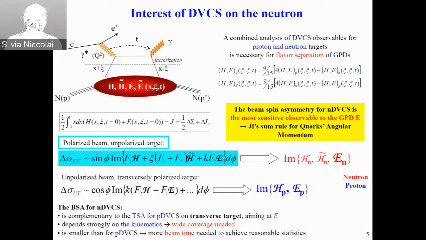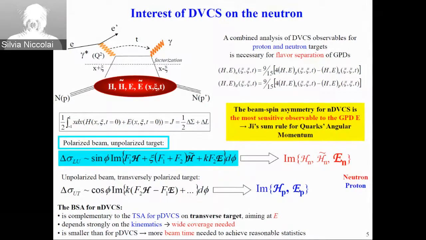In fact, there are two DVCS observables that are sensitive to E. One is the beam spin asymmetry for the neutron, and one is the transversely polarized target asymmetry for the proton, which is equally sensitive to the H and the E GPD. So far, there are no data that were taken at Jefferson Lab with the transversely polarized target, and data from HERMES had very poor statistical precision.